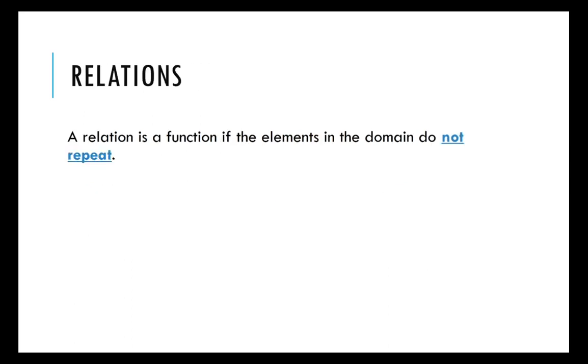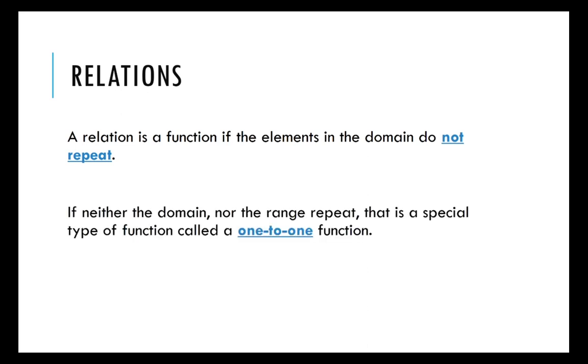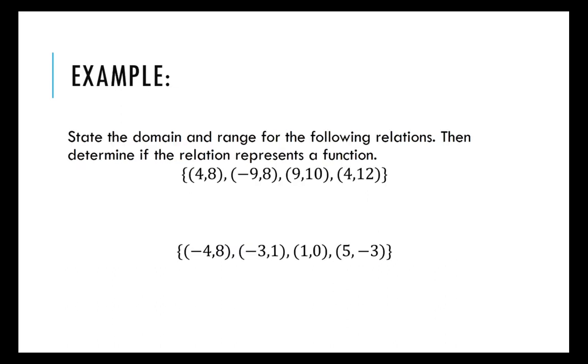A relation is a function if the elements in the domain do not repeat. So this repeats back what I said earlier. That's the whole deal. If the domain elements do not repeat, then we can say that a relation is a function. If neither the domain nor the range repeat, then we're going to call that type of function a one-to-one function.